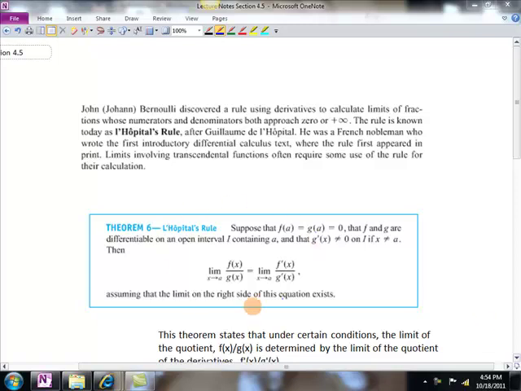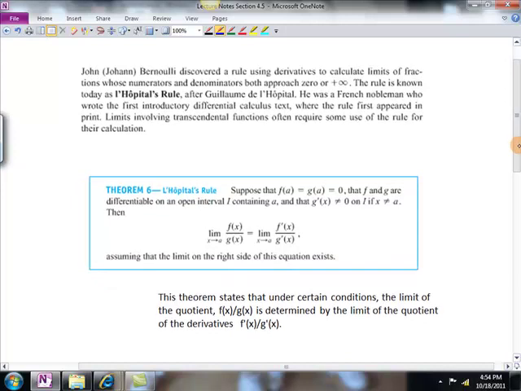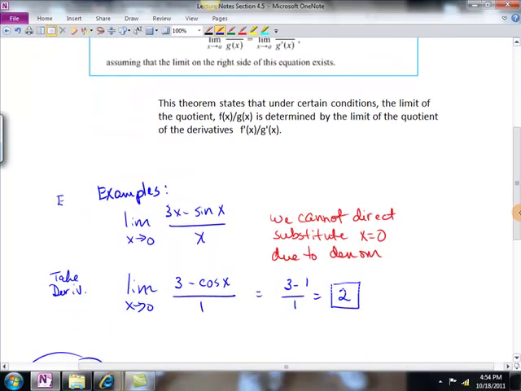Here's the formal rule that just simply says that under certain conditions, the limit of a quotient, f of x over g of x, could be determined by the limit of the quotient of the derivatives. And so we'll use this if you try taking the regular limit and you would get an indeterminate form, meaning you would be dividing by 0 or something. So that's when we're going to use it. Let's look at how this would look.